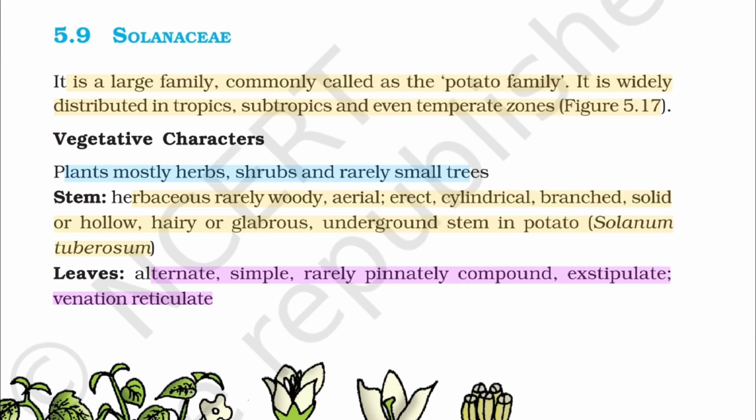5.9. Solanaceae. It is a large family, commonly called the potato family. It is widely distributed in tropics, subtropics, and even temperate zones, figure 5.17. Vegetative characters. Plants mostly herbs, shrubs and rarely small trees. Stem herbaceous, rarely woody, aerial, erect, cylindrical, branched, solid or hollow, hairy or glabrous, underground stem in potato, Solanum tuberosum. Leaves alternate, simple, rarely pinnately compound, exstipulate, venation reticulate.